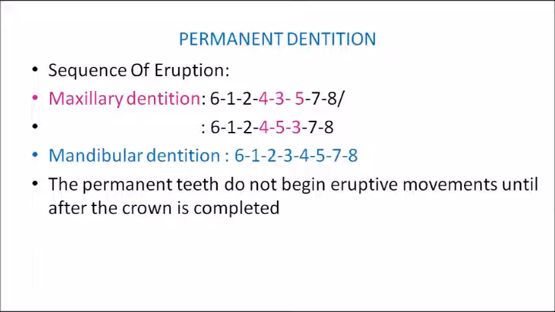Now in the mandibular dentition, it is 6, 1, 2. Again, the canines are erupting before the premolars in case of the lower arch. So the sequence will be 6, 1, 2, 3, 4, 5, 7, 8. And the permanent tooth will not show any eruptive movements until the crown formation is completed. So only after the crown formation is completed, the permanent dentition will show any signs of eruptive tooth movements.